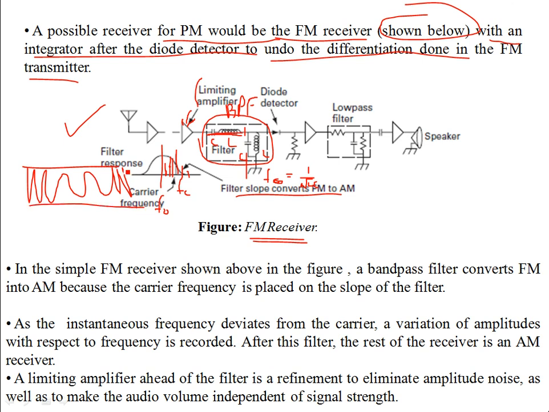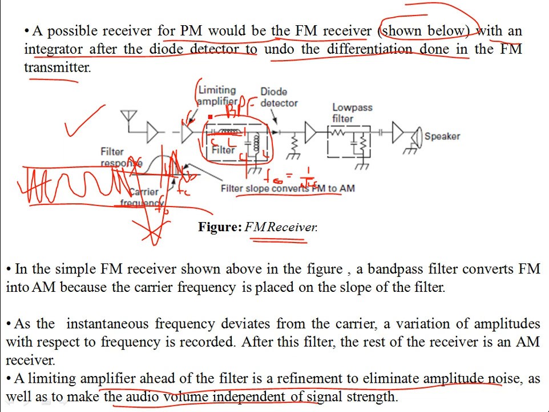If there is some deviation from this amplitude like this or whatever, it can be clipped over. You don't need this. We know that the information is not in the amplitude; it is in the frequencies only. So what this limiting amplifier does is written over here: the filter is a refinement to eliminate the amplitude noise, as well as to make the audio volume independent of the signal strength. So it actually helps in refining the SNR.